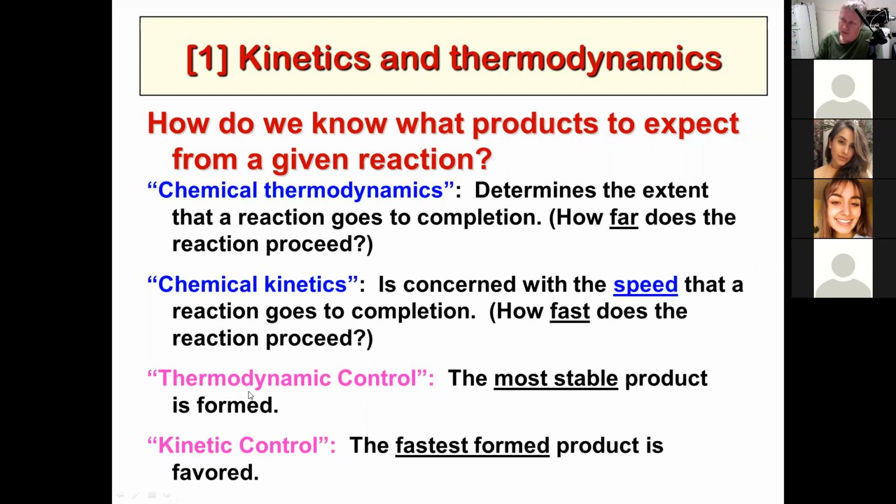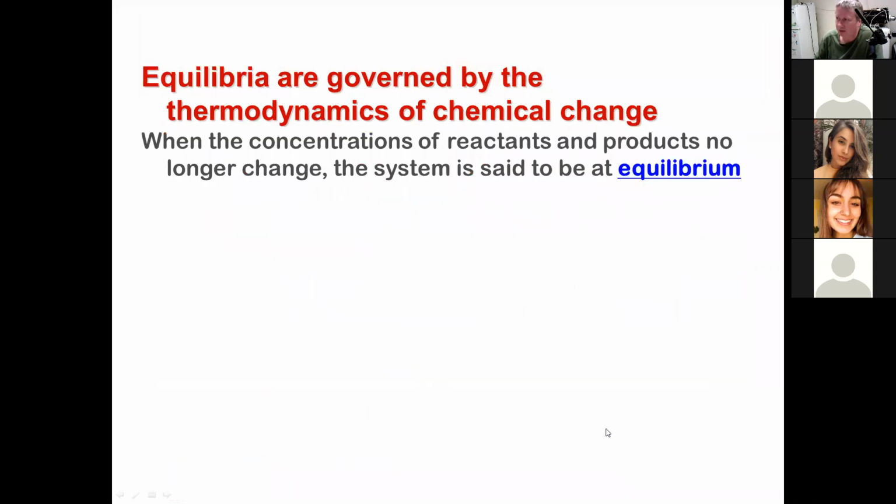Then there are ways to control reactions. Under thermodynamic control, the most stable product is formed. Under kinetic control, the fastest formed product is favored, okay? We'll see those concepts too. Equilibria are governed by thermodynamics of chemical change.